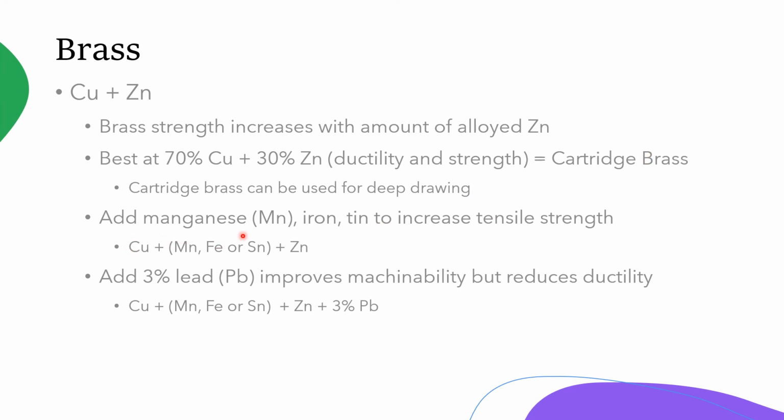We're going to add manganese. You can also add iron, tin, and we're going to play with this tensile strength, okay? So here is your copper and here is your zinc. And we're going to spike either manganese, iron, or tin, okay? Sn is for tin. Then add about 3% lead. Lead is Pb. So by doing that, we get a better machinability, okay? Meaning you can subject it to machining. But at the same time, we reduce this draw, which is your ductility.